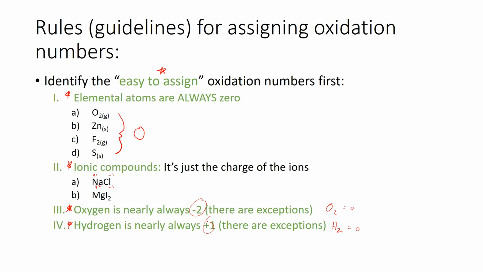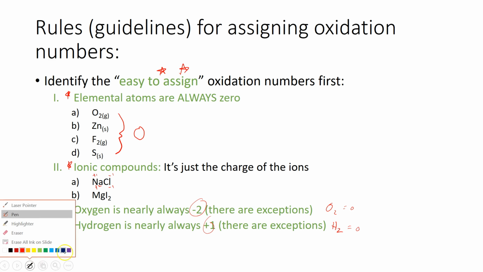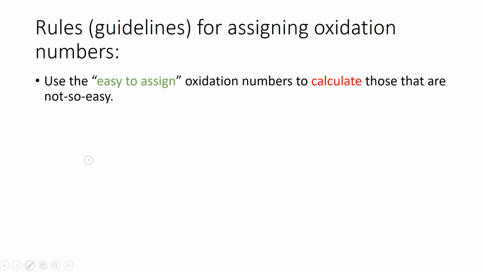Again, you need to learn to recognize our elemental forms, our ionic, and oxygen and hydrogen as our easy to assign oxidation numbers, okay? Because what we're going to do then is use our easy to assign oxidation numbers to infer the not so easy ones. All right, so move on to the next page here, and we'll see how we do that. All right, so we're taking our easy to assign oxidation numbers, and we're going to use those to calculate those that are not so easy.